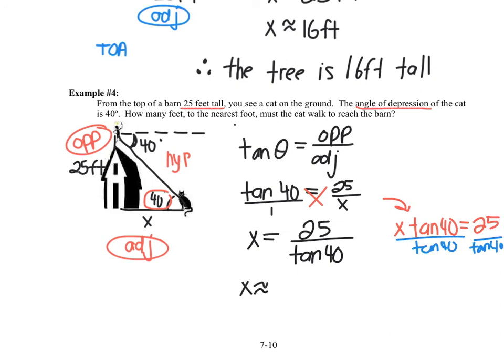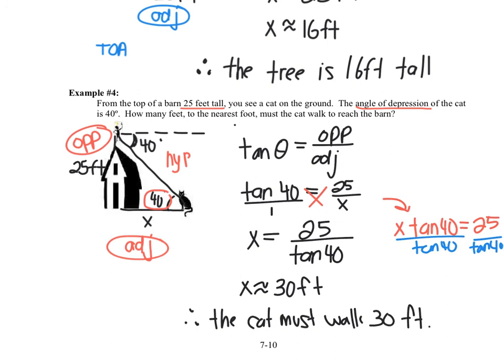And at this point, we can go to our calculator. It says to round to the nearest foot. So 25 divided by tan 40, and I have 29.79. To the nearest foot, that would be 30 feet. Therefore, the cat must walk 30 feet. And that's it.